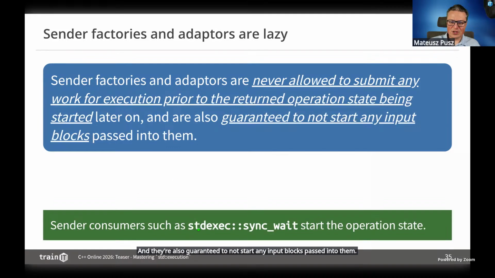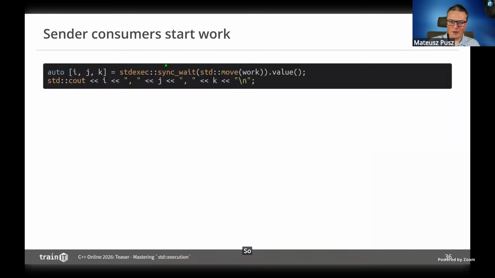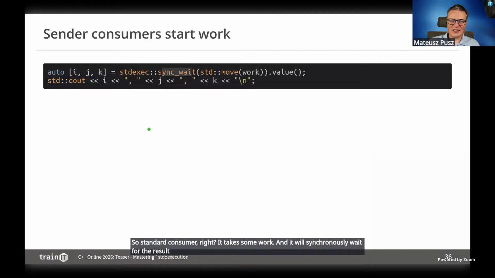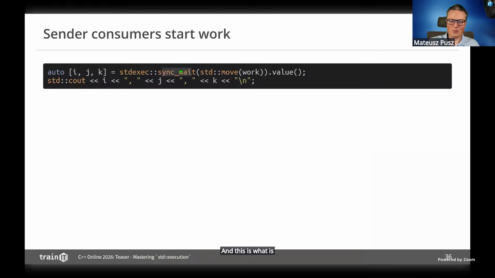Sender consumers such as exec sync_wait start the operation state. So sender consumer, right? It takes some work and it will synchronously wait for the result. Because at some point you need to get a result from the asynchronous calculation. So at some point you need to block to actually wait for the asynchronous operation to finish. And this is what is doing that. It just blocks your current thread and you're waiting for data.